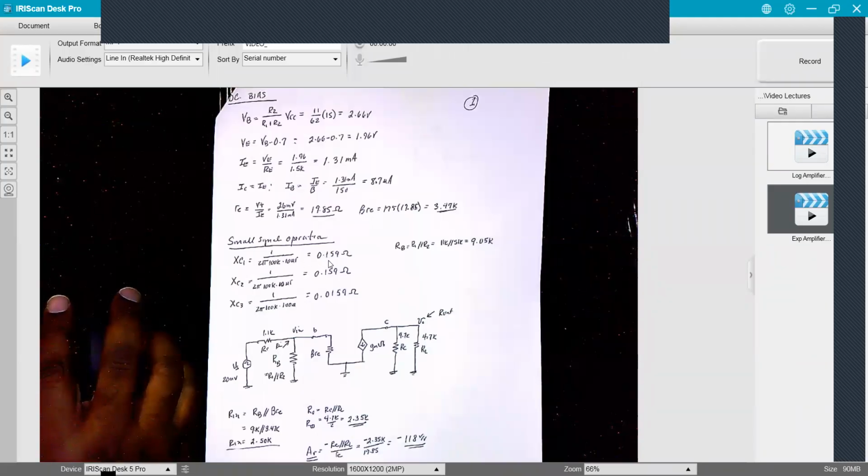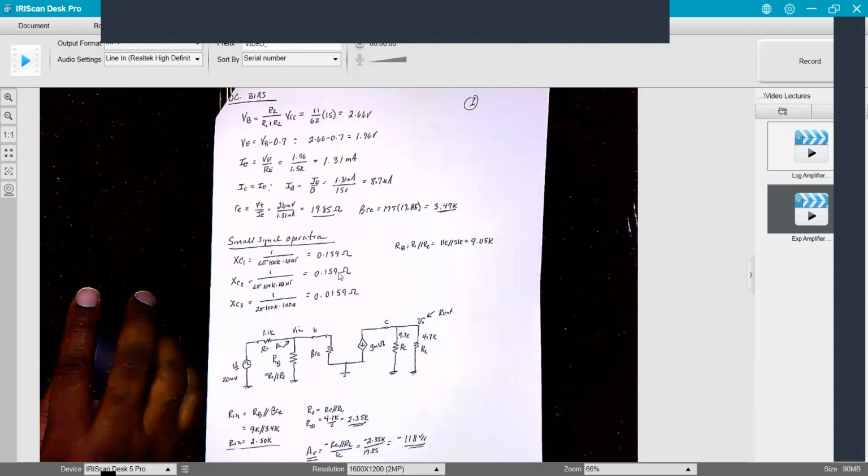And so you can basically show your capacitors are short. XC2, your collector capacitor, is the same value capacitor at the same frequency, so it's again about 0.15 ohms. Then XC3, which is your emitter capacitor across RE, is even smaller, like 10 times smaller, which makes that RE resistor from the small signal model look like just a short.